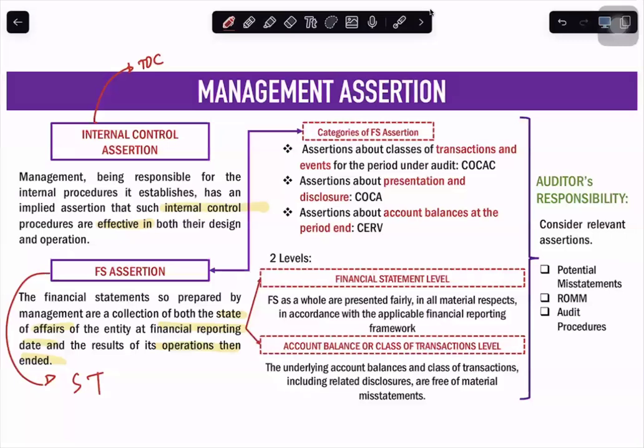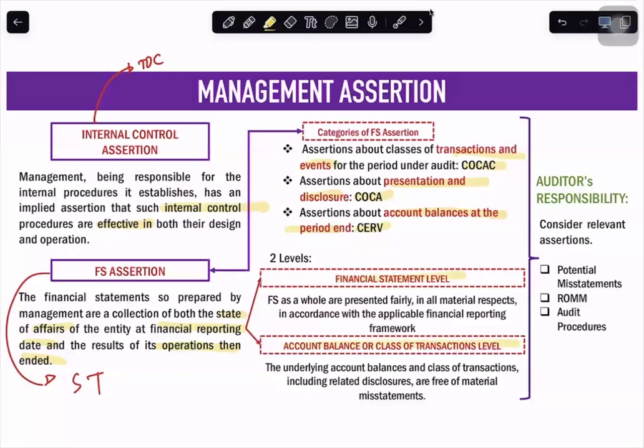So what are the categories of your FS assertion? So we have assertions about transactions and events. We have your COCA. Assertions about presentation and disclosure. We have your COCA. And then assertions about account balances and period end. We have your SERV.